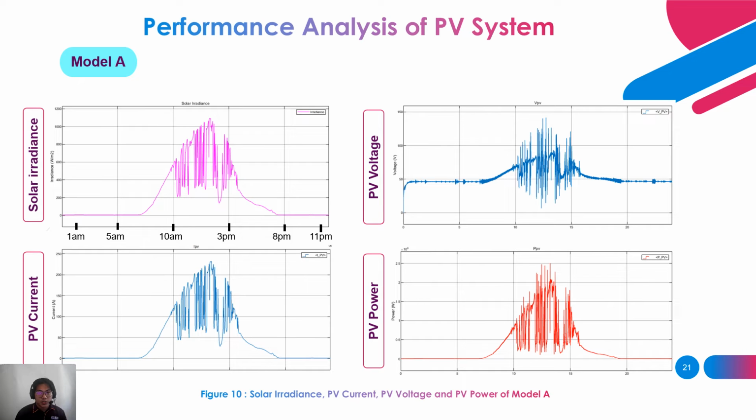Figure 10 shows the output waveform consisting of solar irradiance, PV current, PV voltage, and PV power that has been taken into account for performance analysis of models A, B, and C. The simulation is run for 24 seconds, which represents the real 24 hours. At around 2 PM, the irradiance profile suddenly dropped from the peak value to below 200 watt per meter squared, and it lasted about 30 to 40 minutes.